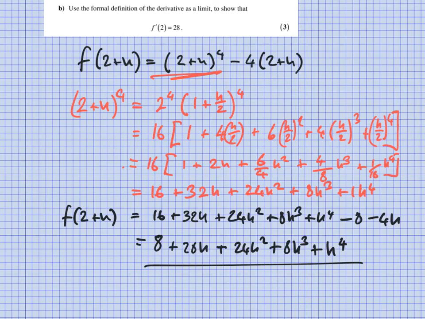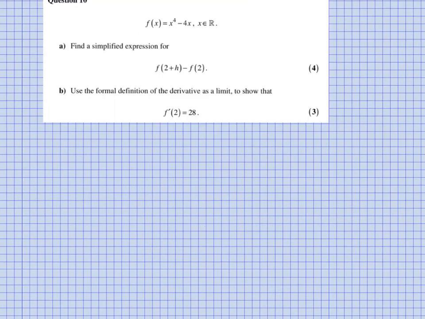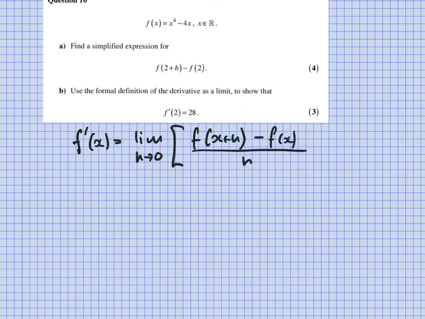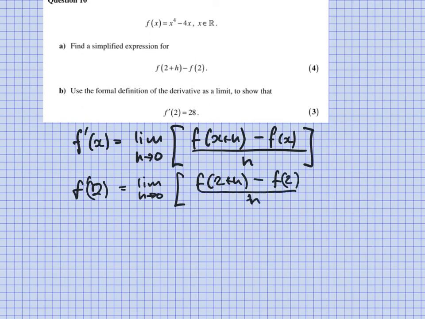Okay, so part B of the question says use the formal definition of the derivative as a limit to show that f dashed of 2 is 28. So I'm going to go through and do that bit as well, just for fun. So we know that f dashed of x is equal to the limit as h tends towards 0 of f of x plus h minus f of x all over h. Luckily, we've already found this. We know that f dashed of 2 then is going to be the limit as h tends towards 0 of f of 2 plus h minus f of 2 all over h. And we've already found that top bit. That was our answer to the first bit. So we can substitute that in.